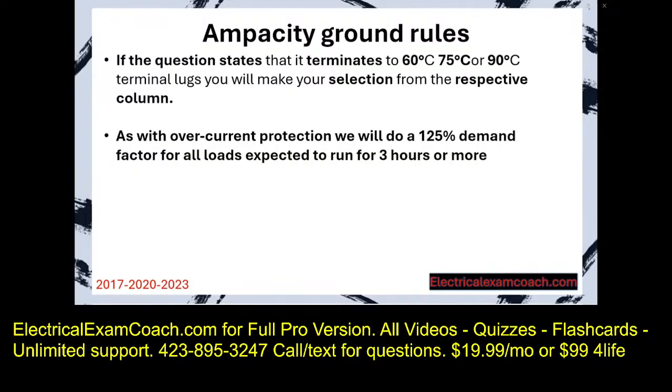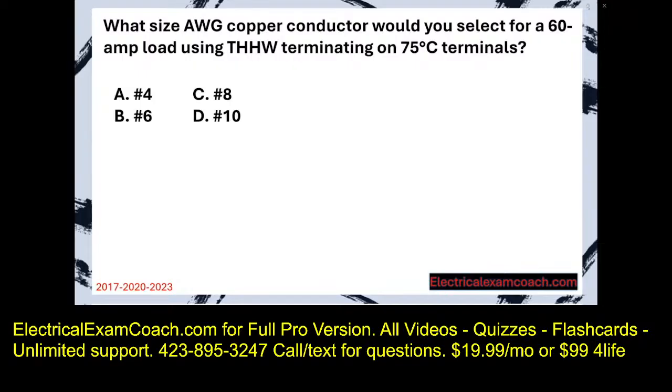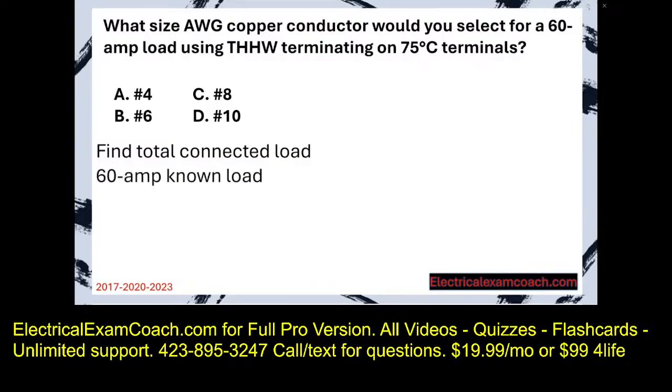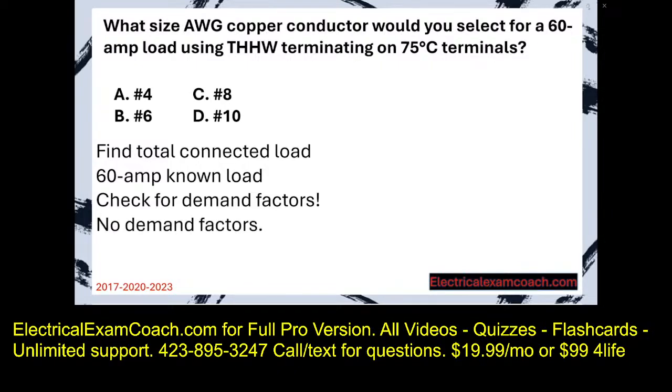Let's get to it. What size AWG copper conductor would you select for a 60 amp load using THHW terminating on 75 degree C terminals? Step 1, find the total connected load. Well, in this case, we already have the load. It's 60 amps, but we must check for demand factors. They've not told us about a specific piece of equipment or that it's a continuous load, so there are no demand factors. But we have to learn one important rule for sizing wire.